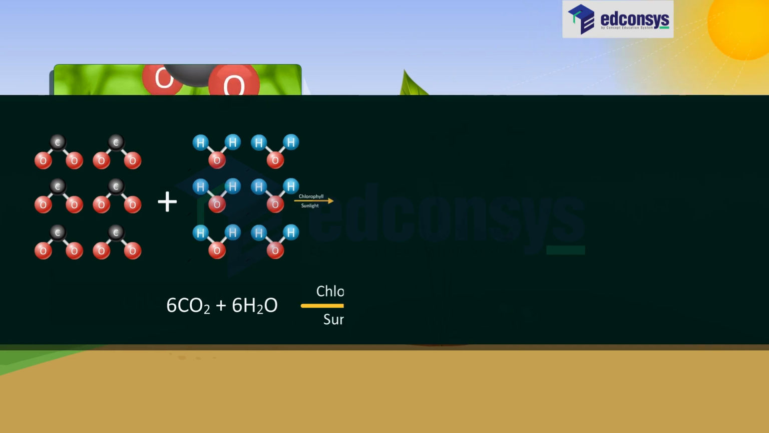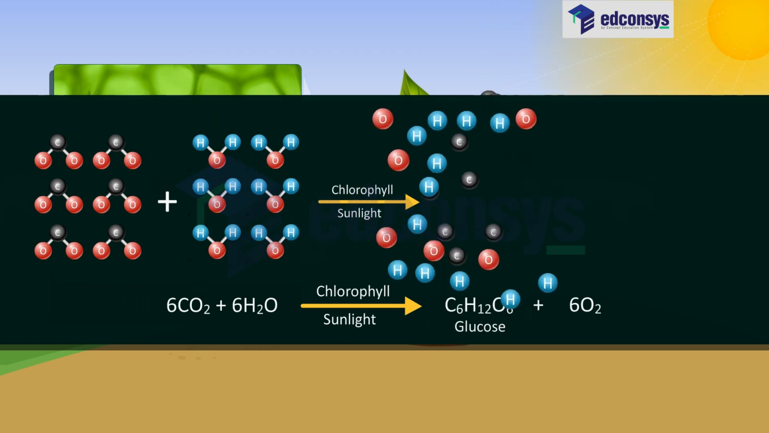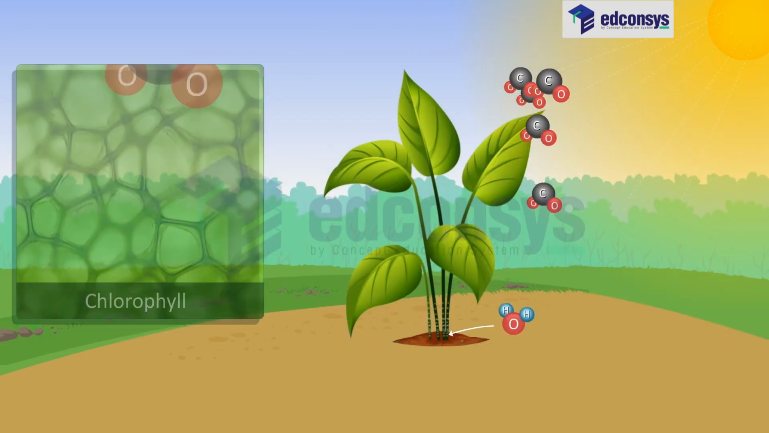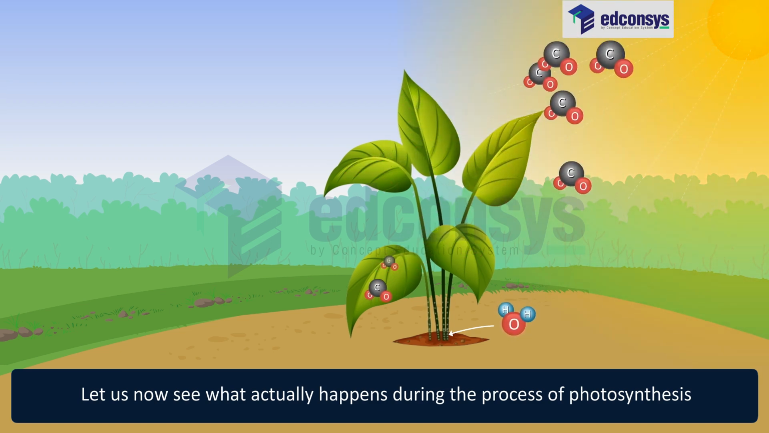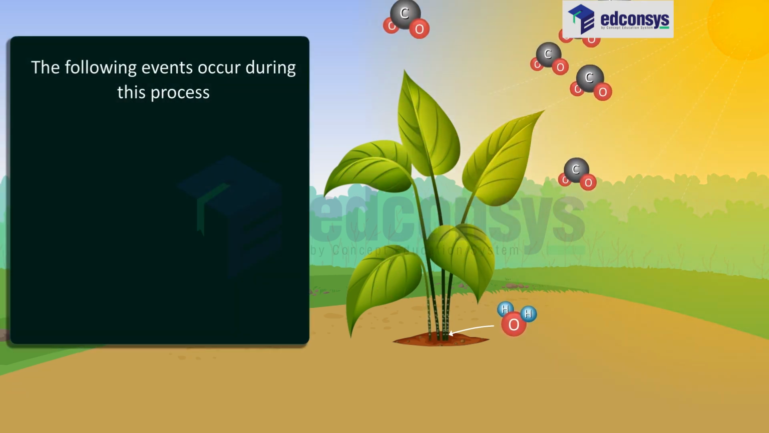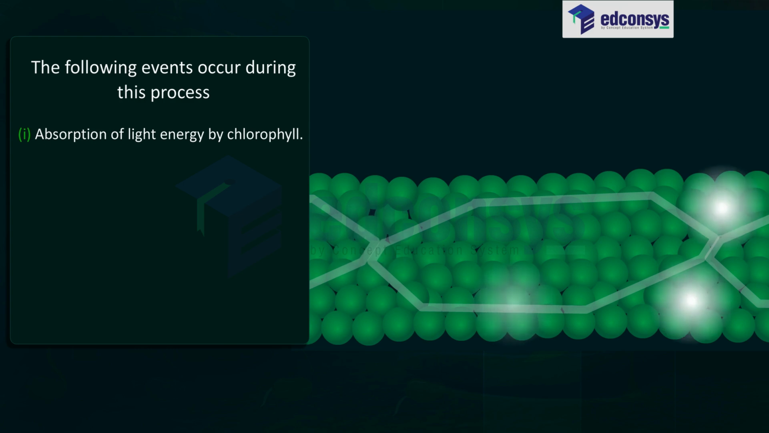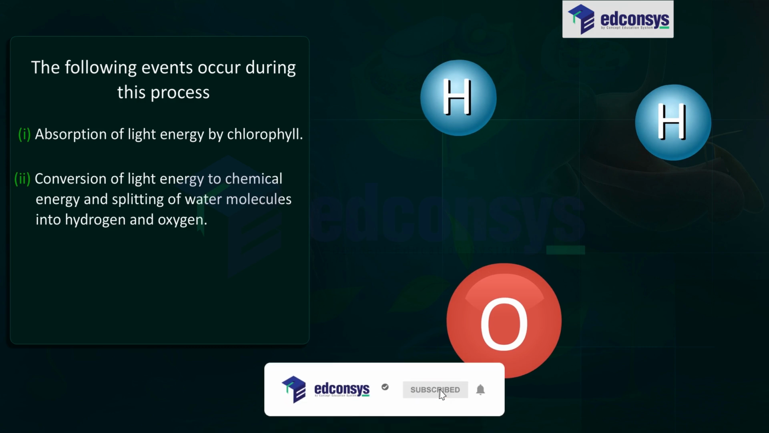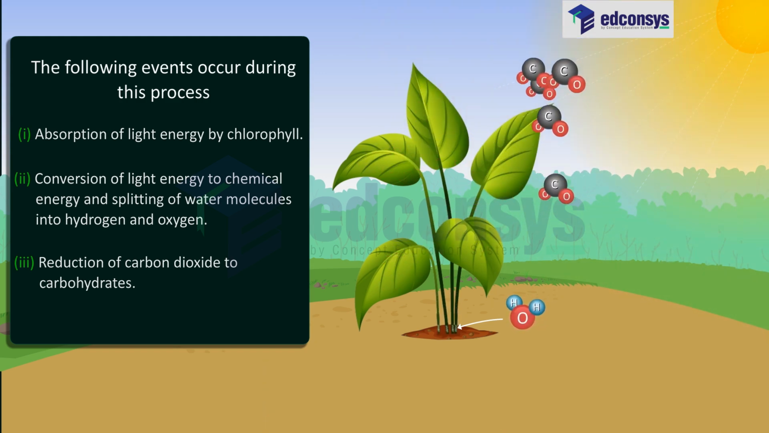6CO2 plus 6H2O, in the presence of chlorophyll and sunlight, gives C6H12O6, glucose, plus 6O2. Let us now see what actually happens during the process of photosynthesis. The following events occur during this process. First, absorption of light energy by chlorophyll. Second, conversion of light energy to chemical energy and splitting of water molecules into hydrogen and oxygen. Third, reduction of carbon dioxide to carbohydrates.